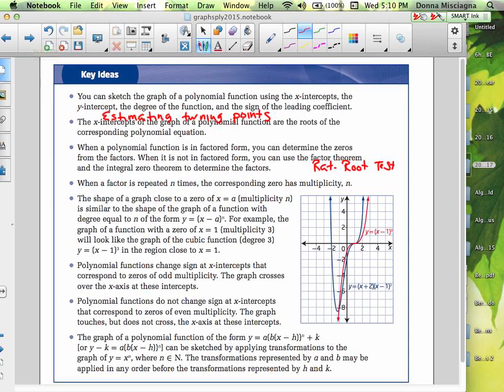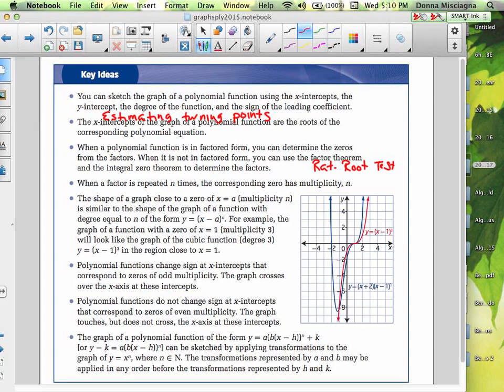The shape of a graph close to a zero of x equals a, multiplicity n, is similar to the shape of a graph of a function with degree equal to n of the form y equals (x minus a) to the n. So for example, multiplicity 1 and multiplicity 3 look an awful lot alike. So here we have the red graph, which is y equals (x minus 1) cubed. So notice it looks a lot like y equals x cubed. It's just shifted 1 to the right.